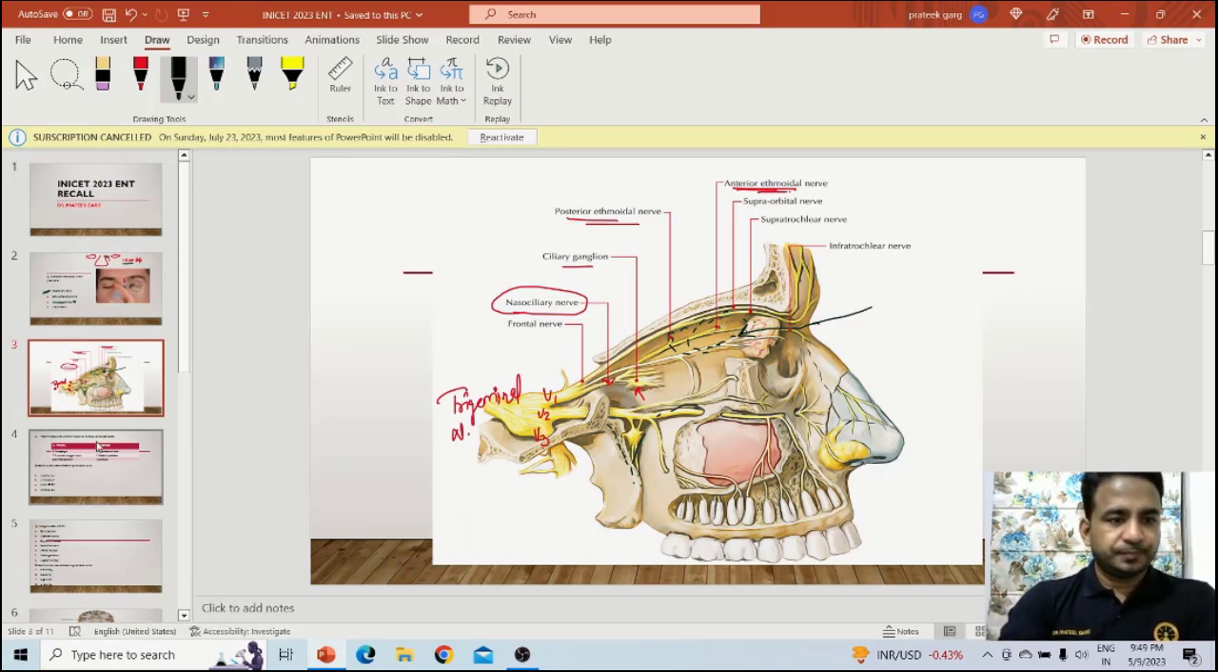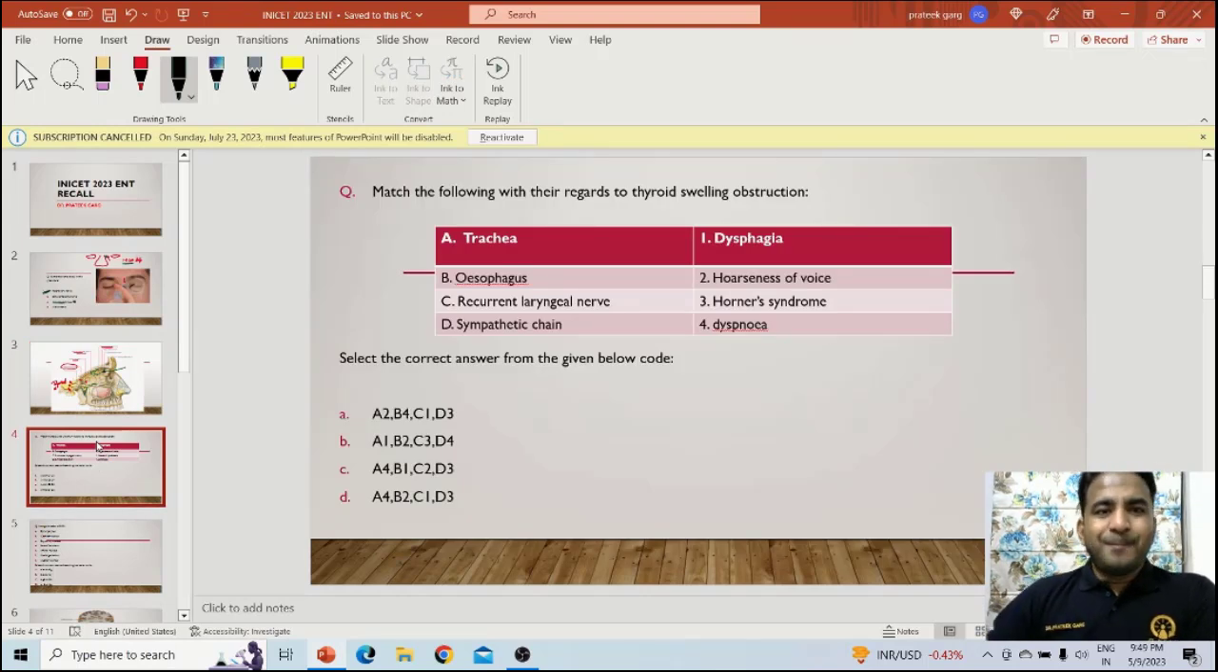Next question. Match the following with regards to thyroid swelling obstruction.